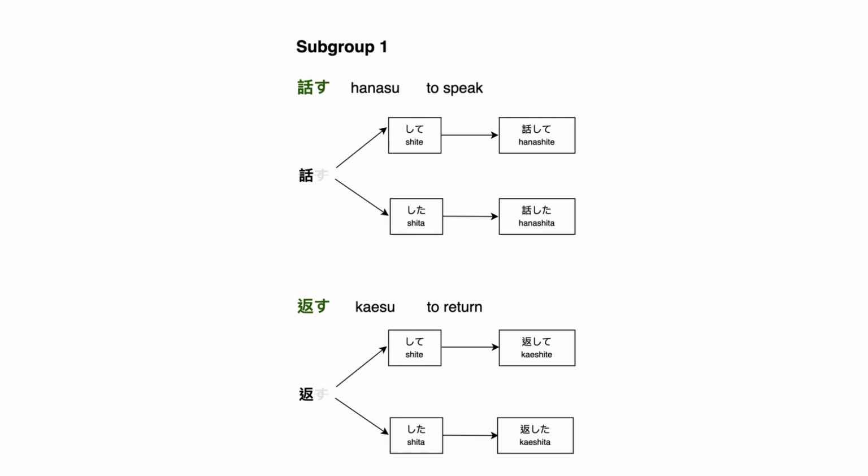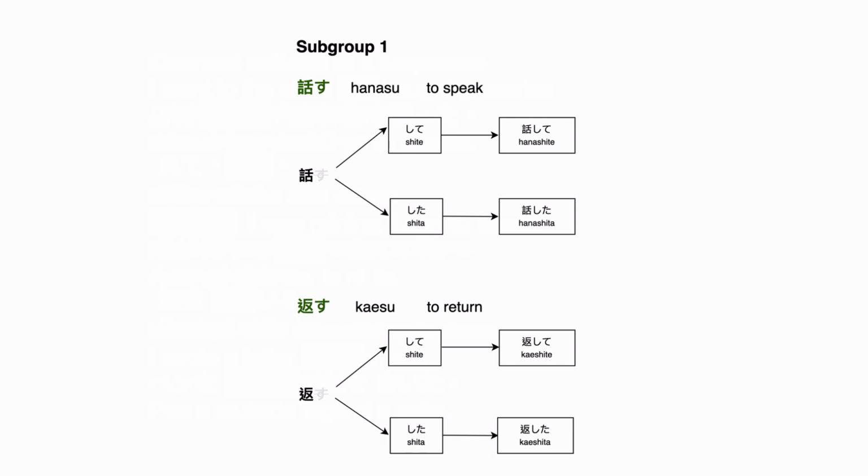For these verbs, you remove the su ending and add して to form the te form, add した to form the ta form. So, 話す becomes 話して for te form and 話した for ta form. Similarly, 返す becomes 返して for te form and 返した for ta form.